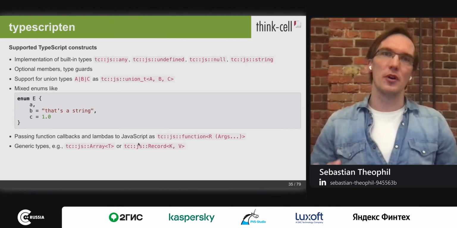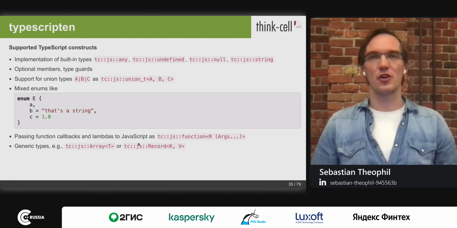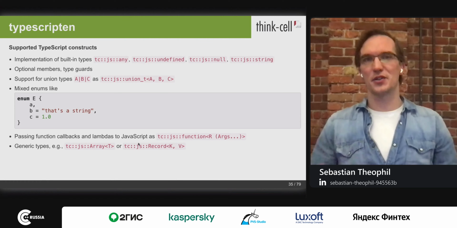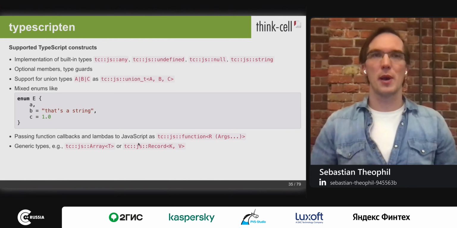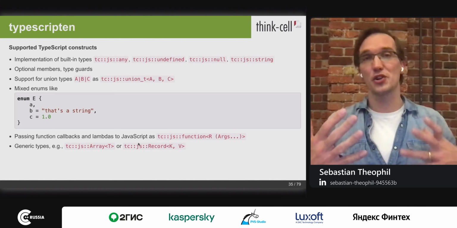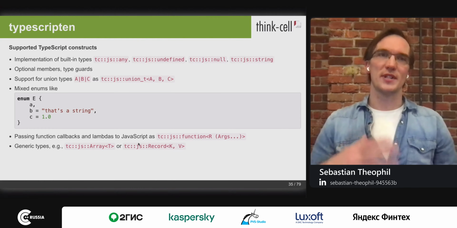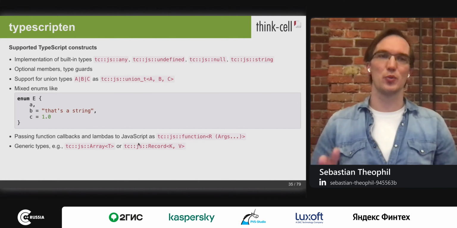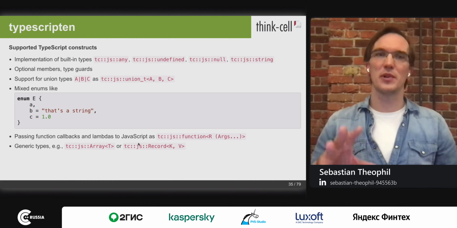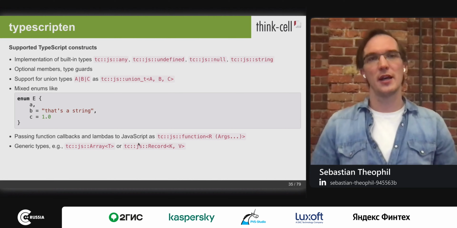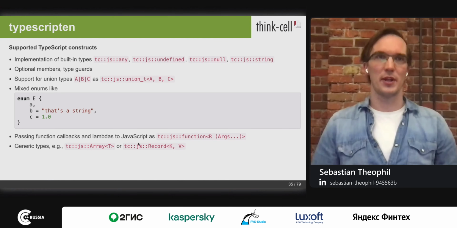That being said, our tool supports a lot of the TypeScript features already and is already very usable. It supports all the built-in TypeScript types, like any, undefined, null, and string. It supports optional members, optional member functions. It supports type guards, which are a TypeScript feature, which is a mixture of a type check and a cast. It supports TypeScript union types, mixed enumerations in TypeScript. And we also support passing C++ functions and C++ lambdas to JavaScript as callbacks, so they're called back into the C++ world. And we also support generic types, which are, of course, a lot like C++ templates.